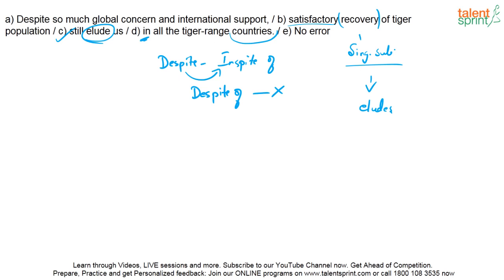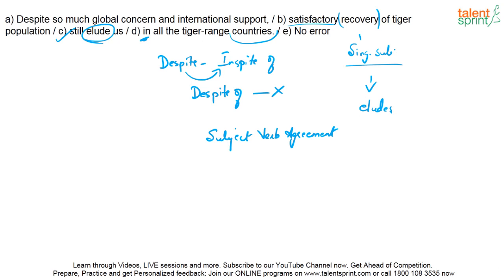So it's a subject-verb agreement error, right? The subject is recovery, which is a singular subject. The first one was an article error. This one is a subject-verb agreement error. So again, if you're not paying attention, you might miss out.